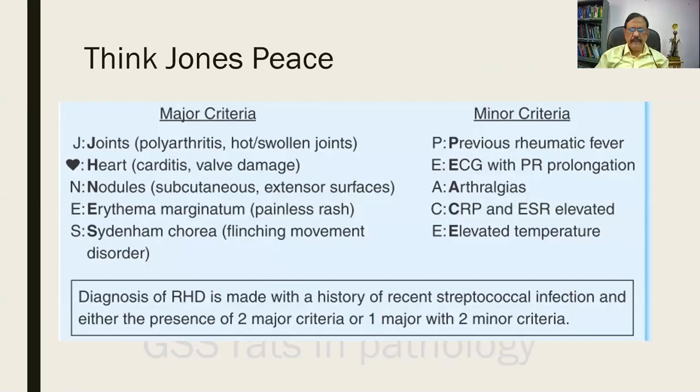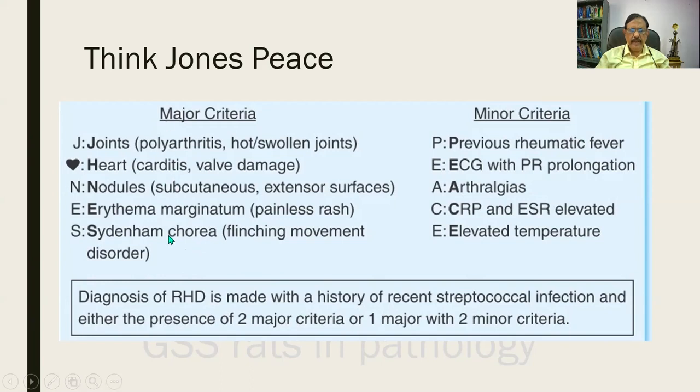The clinical criteria will be of paramount importance to us. I would like the students to kindly follow this until they finish their medicine or even further. There are various modified criteria, but we shall stick to the basics. Jones, remember the mnemonic JONES. The heart has been denoted as a symbol, and this is O. So you have the joints, heart, nodules, skin erythema, S for Sydenham's chorea.